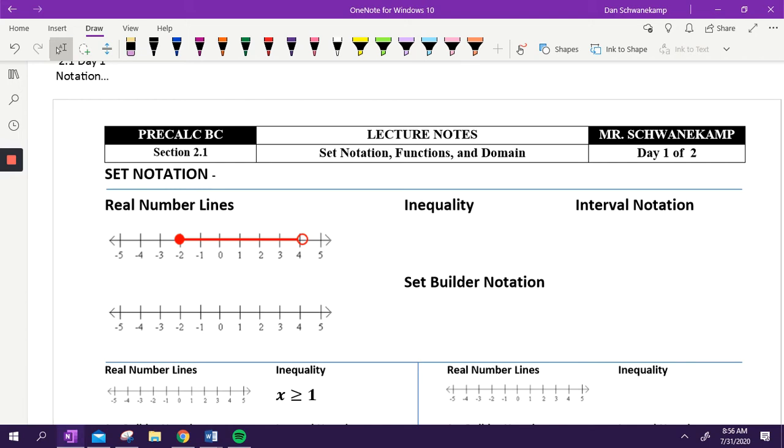Equal to. It's equal to -2. I am including the number -2 in my set. What about at 4? What does that open circle mean? Not equal to that one. We're getting close to, but we're not really getting there. So if I wrote this as an inequality, I would say -2 is less than or equal to x, and that is less than 4. That is rewriting that same exact number line as an inequality.